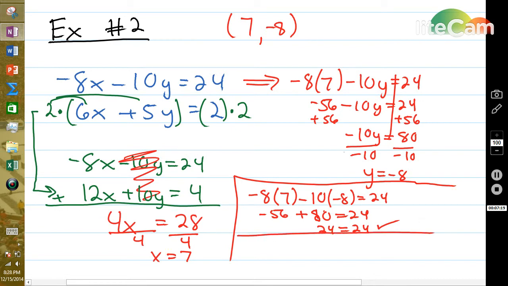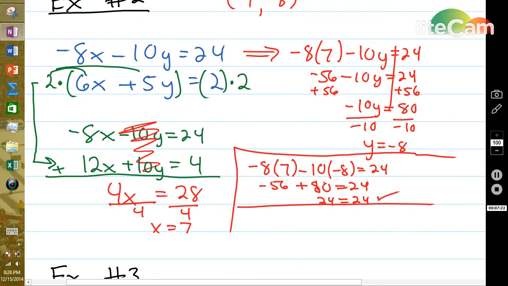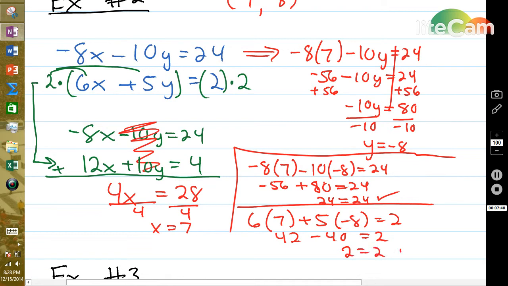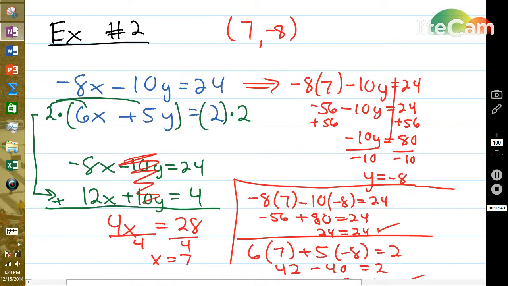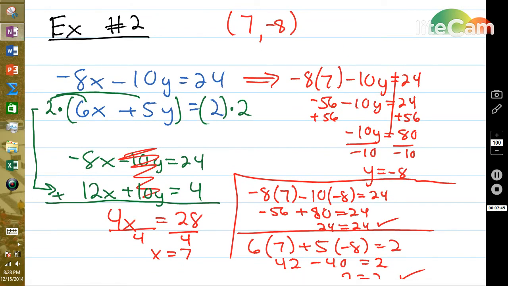Let's check the bottom equation now. So instead of writing x, I'm going to write 7 again. So 6 times 7 plus 5 times y, which is negative 8, equals 2. 6 times 7 is 42. 5 times negative 8 is negative 40. So 42 minus 40 is 2. So that also checks out. So our solution of 7, negative 8 is correct.